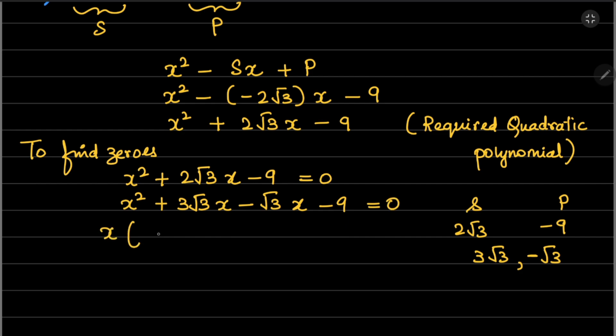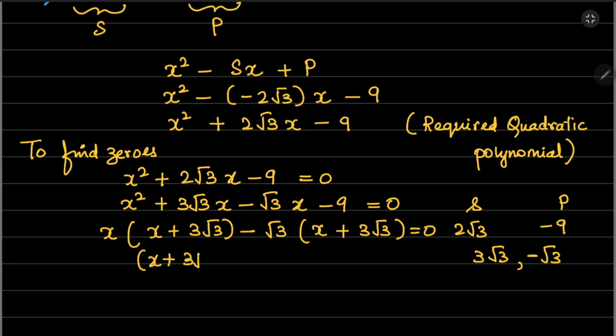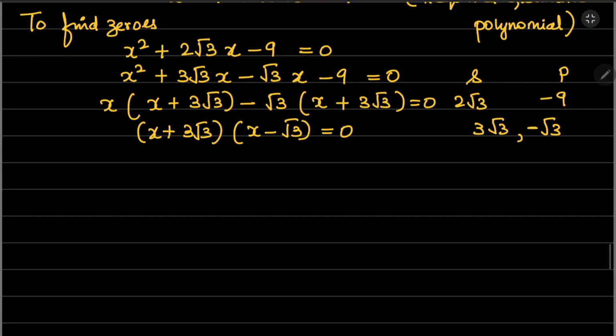Take x common out. X plus 3 root 3, minus root 3 common out. X plus 3 root 3 equal to 0. So either x plus 3 root 3 you can take out common. What remains is just x minus root 3 equal to 0.